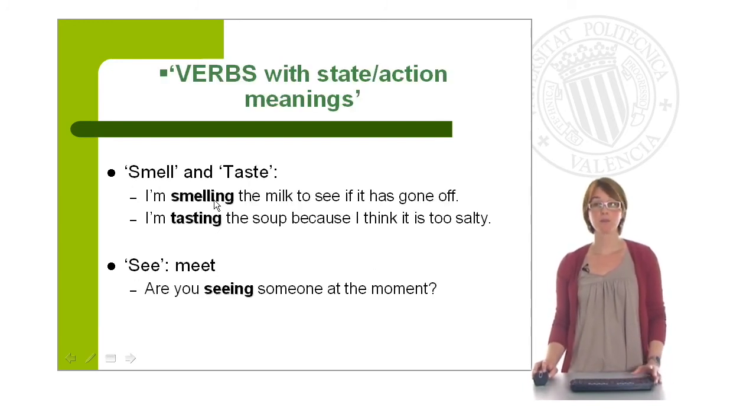Likewise, we have the verbs smell and taste that can be used with an action meaning. For example, I'm smelling the milk to see if it has gone off. Or I am tasting the soup because I think it's too salty. Right, and finally we have the verb see, which is used as an action verb with the meaning of meet. For example, are you seeing someone at the moment?